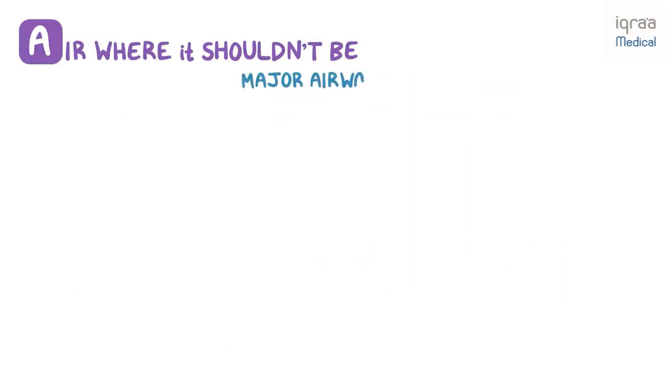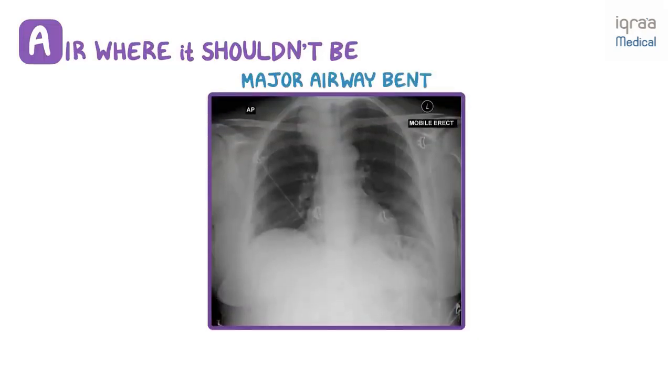Finally, if the major airways, like the trachea, are bent or deviated, another example of air where it shouldn't be, it may signal an underlying mass.